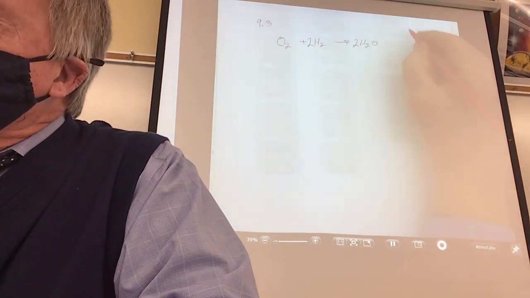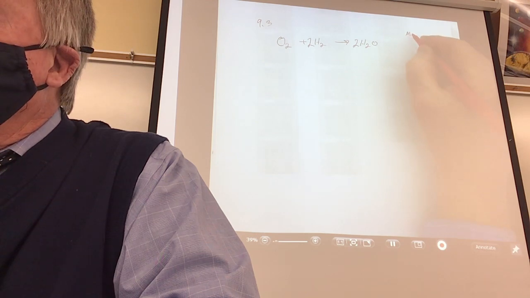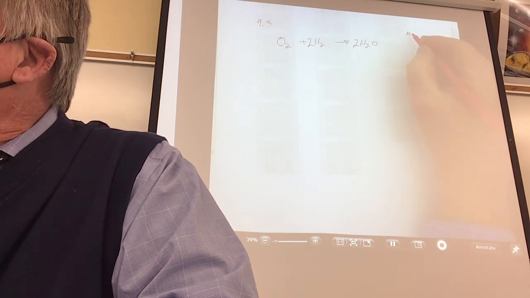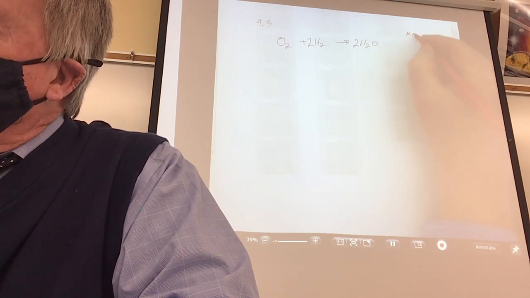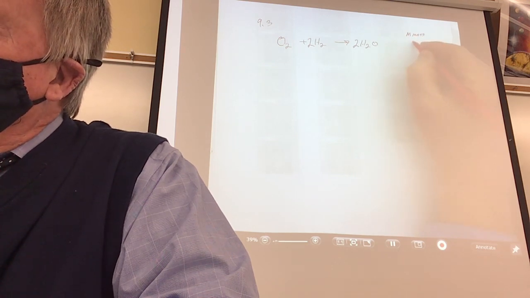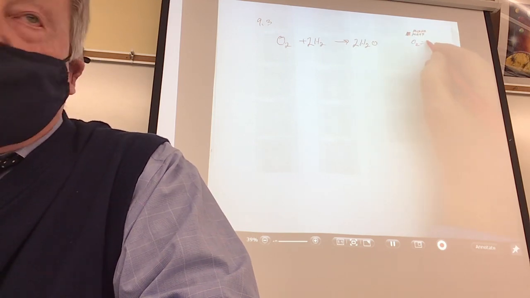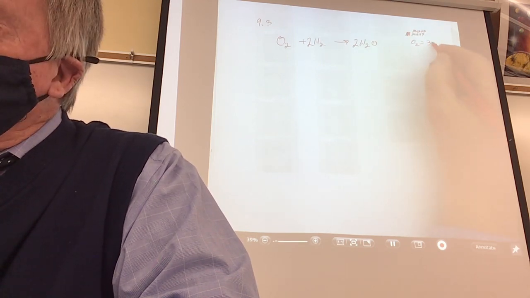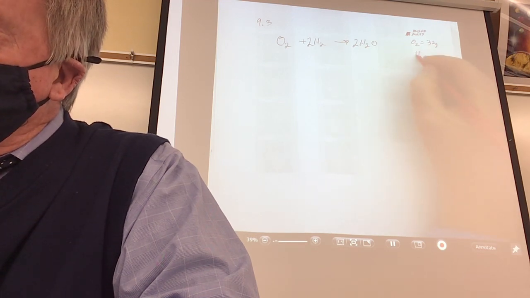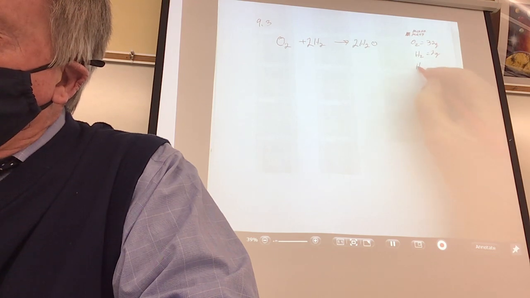All right, since I'm going to let you shortcut on the limiting reactant, I'm going to let you shortcut on these. Let me show you how this works. What's the molar mass for O2? 32 grams. Okay, what about for H2? All right, and what about H2O? Okay, I'm ready to do my shortcut.